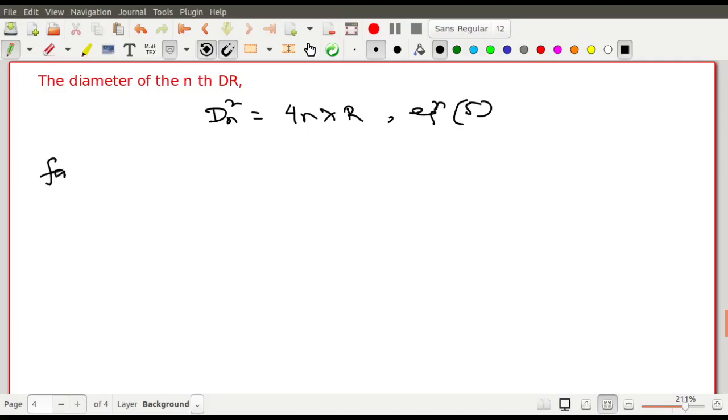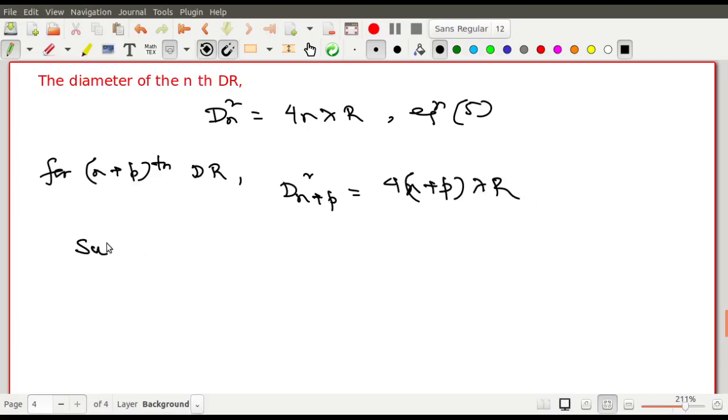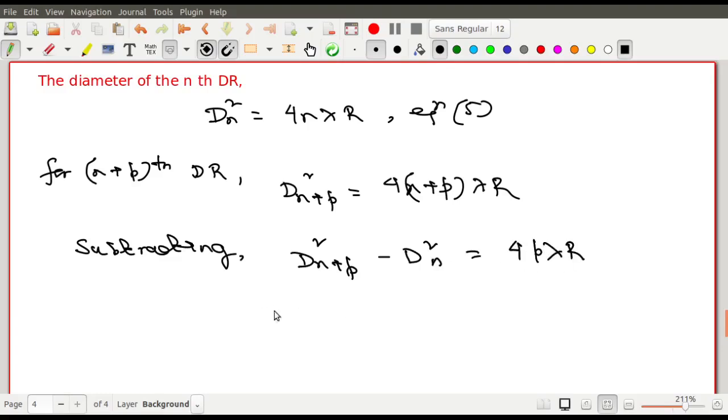And for the n plus pth dark ring, it should be dn plus p square is equal to 4(n plus p) lambda r, n is replaced with n plus p. Let us subtract it and you will see that you end up with the same result. Subtracting, dn plus p square minus dn square gives you 4p lambda r. The n terms get cancelled.